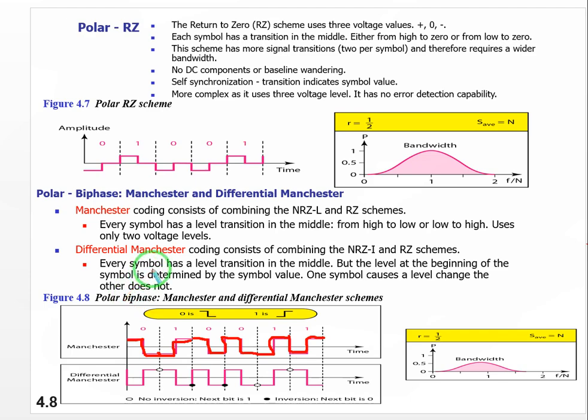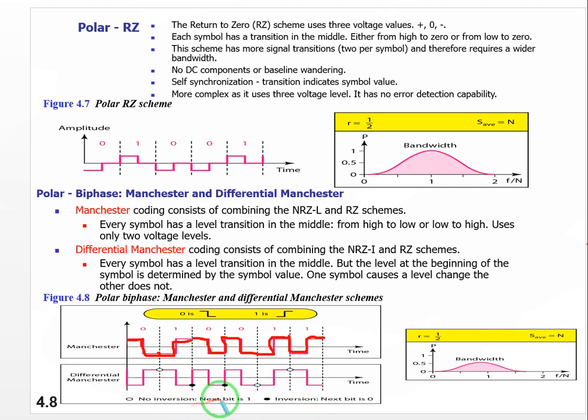Then coming to the differential Manchester. In differential Manchester, we are using the combination of non-return to 0 inversion and return to 0 stream. Keep in mind one thing about differential Manchester: the first bit is up to you. You can take a 0 by the upper value, and you can also take a 0 by the lower value. It's your reference point. You can start it from up, or from down.